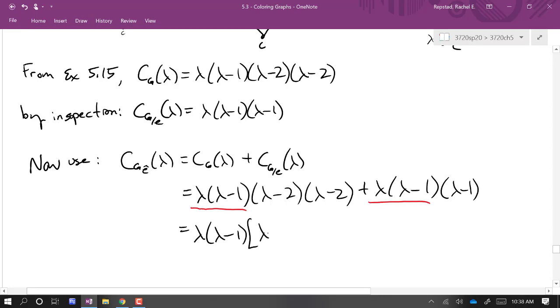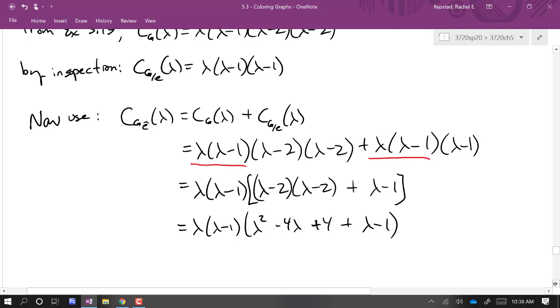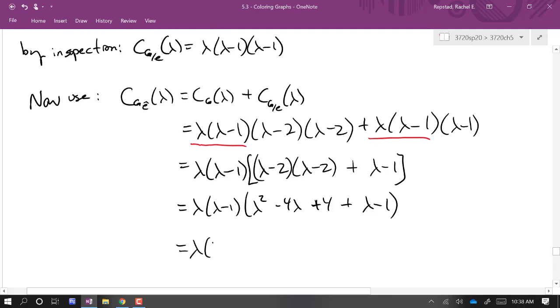And inside, then we have lambda minus 2, lambda minus 2, plus lambda minus 1, and I'm just going to simplify what's in the brackets here. I'm going to expand and combine like terms. So we have lambda squared minus 4 lambda plus 4, plus lambda minus 1, so minus 3 lambda plus 3.